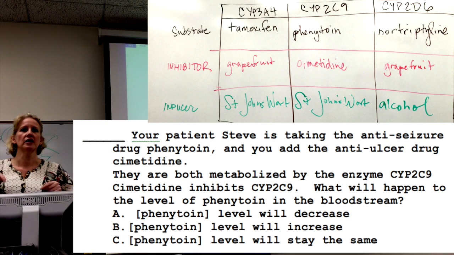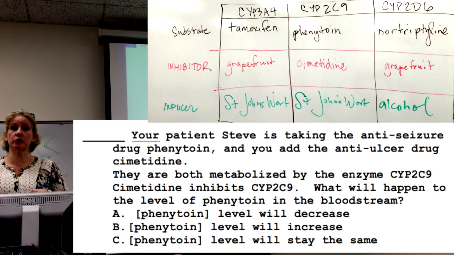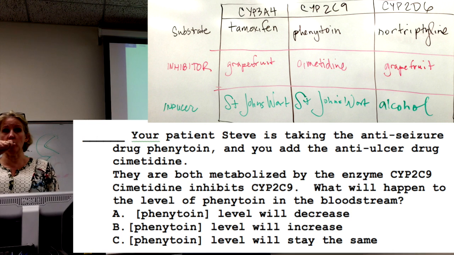So in this case, phenytoin is the substrate, right? Because that's what we're interested in. What is happening to the level of phenytoin, right? So when we look at the table, we're looking for phenytoin in the substrate column or row, depending on the chart you're looking at. All right, so if cimetidine inhibits that enzyme that breaks down phenytoin, then what happens to the level of phenytoin if you imagine the patient's still taking the same amount of drug?